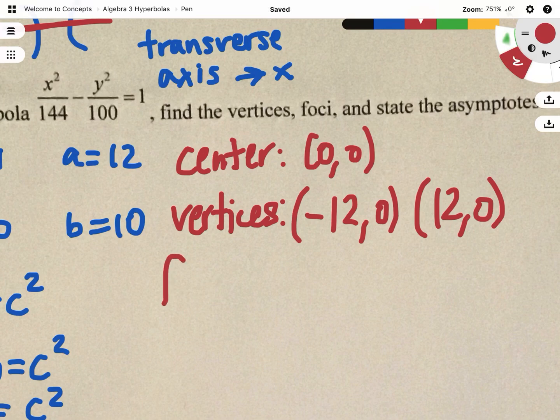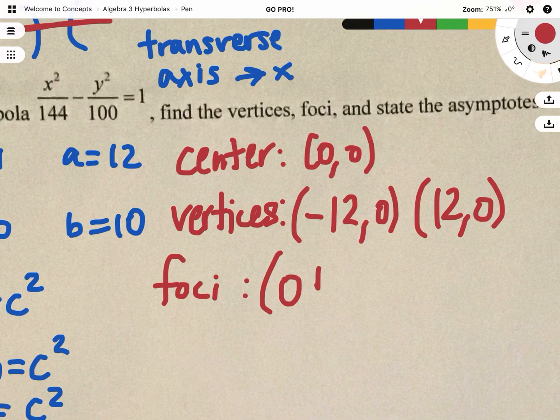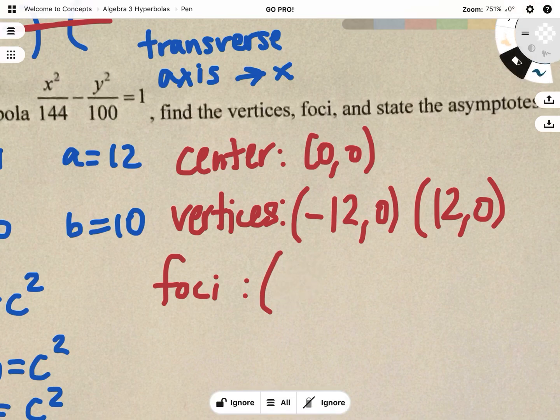Okay, now we have our foci. Foci? Sounds like I'm saying a swear word. Okay, so foci, now we look at the c value, and it's from the center plus or minus c. So let's actually write that out. So it's 0, actually, just kidding.